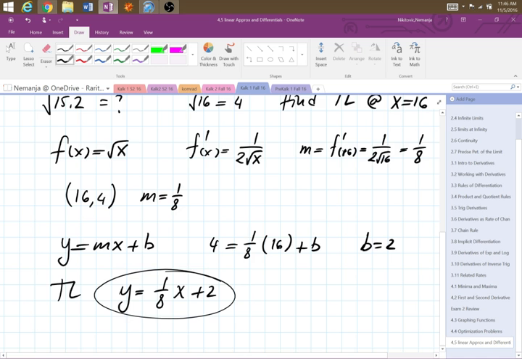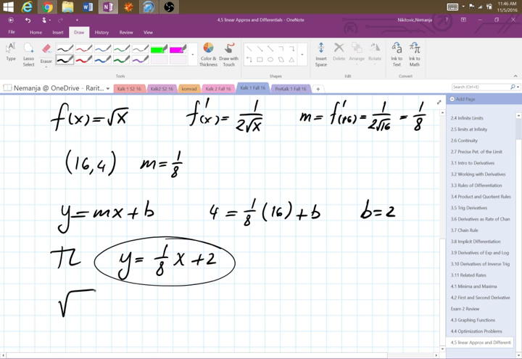So square root of 15.2 is approximated by computing the tangent line at 15.2. I hope this makes sense.